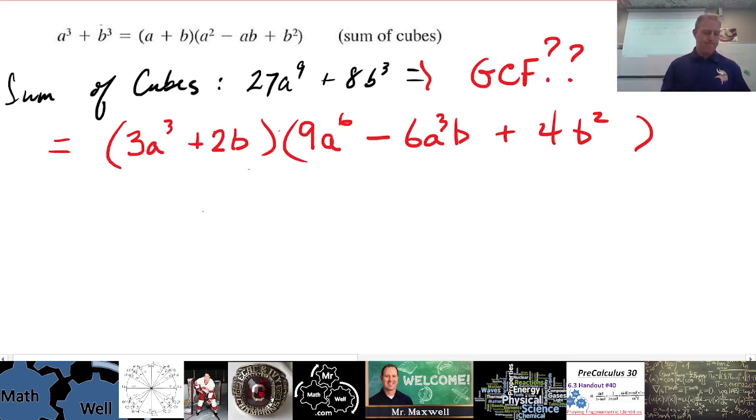All right. Any questions about that? Sums, difference of cubes. Good?